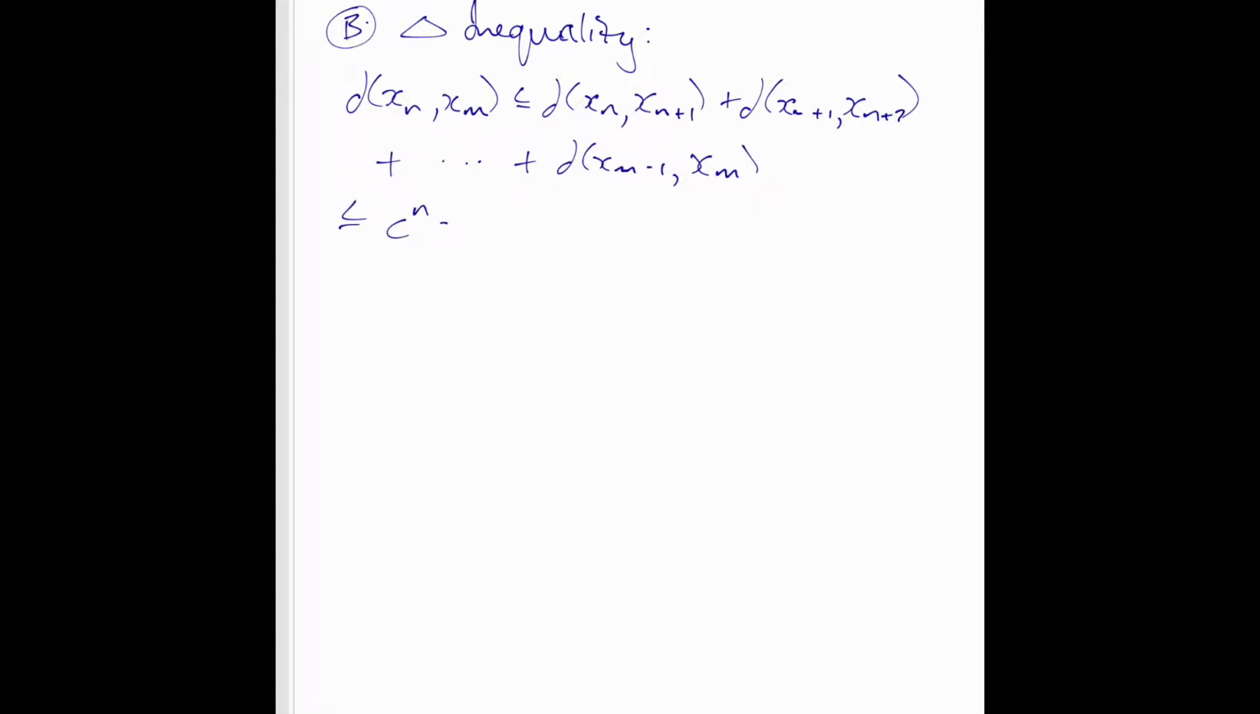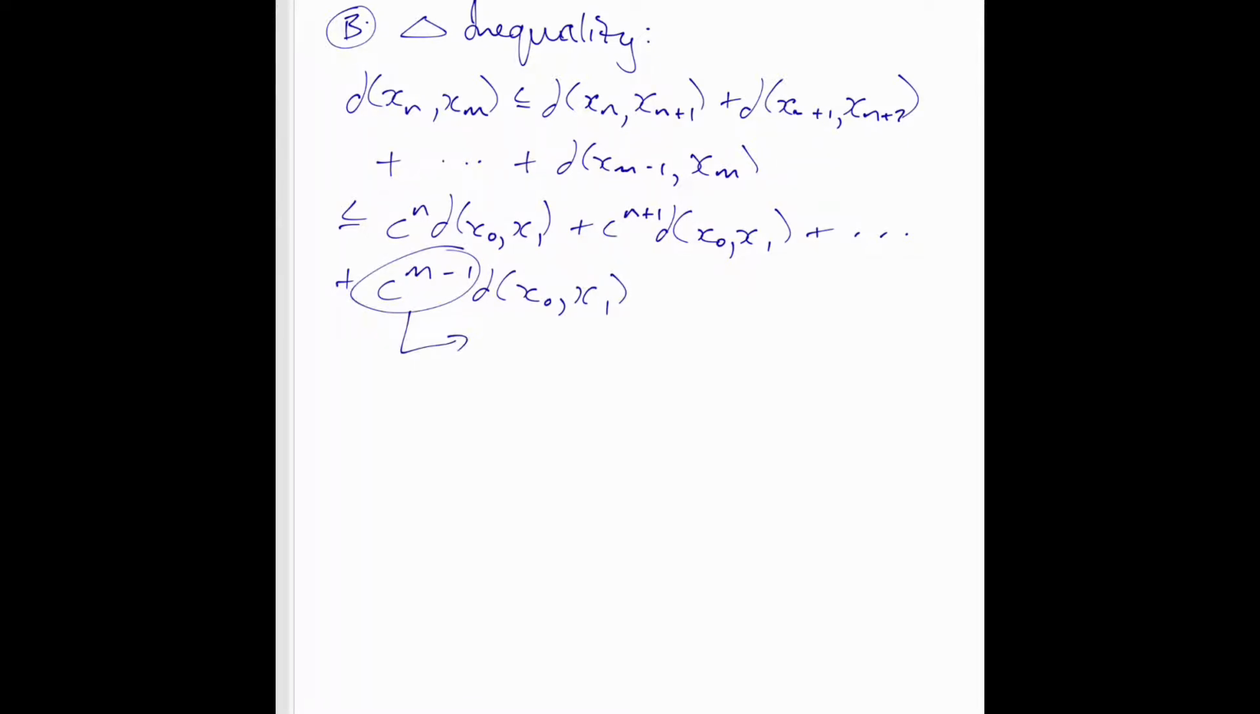And this is less than or equal to c to the power of n times the distance between x0 and x1 plus c to the n plus 1 times the distance separating x0 and x1 plus etc all the way up to c to the power of m minus 1 times the distance between x0 and x1. Please note that this should be c to the power of m minus 1 and not c to the power of n plus m as we had in the video at around about 12 minutes and 10 seconds of the way through.